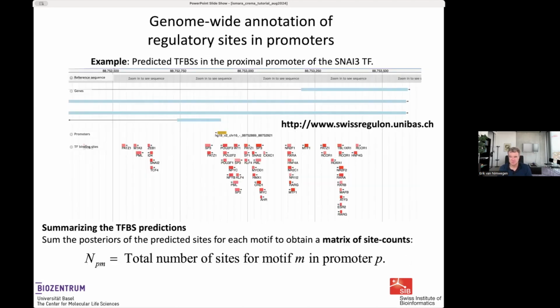All right. So if there are questions, please don't hesitate to stop me. So this is one important part. So we create this binding site matrix.